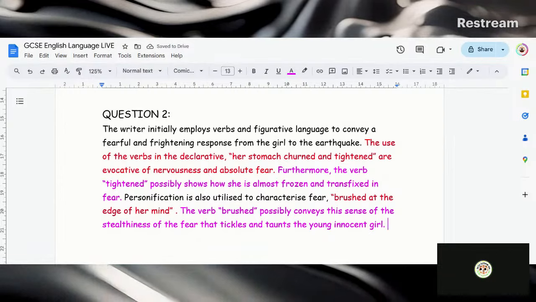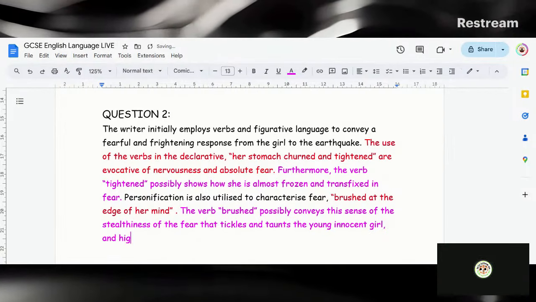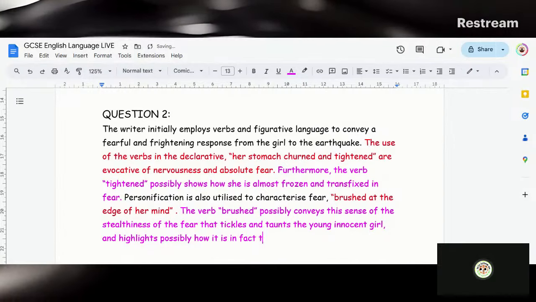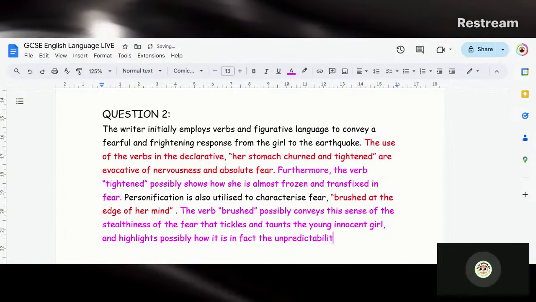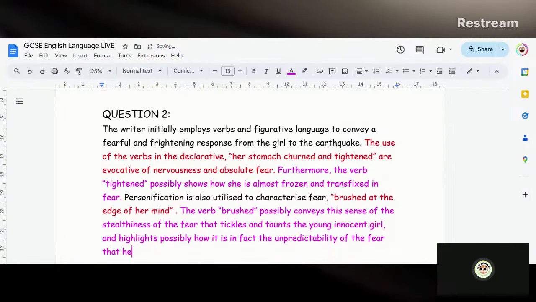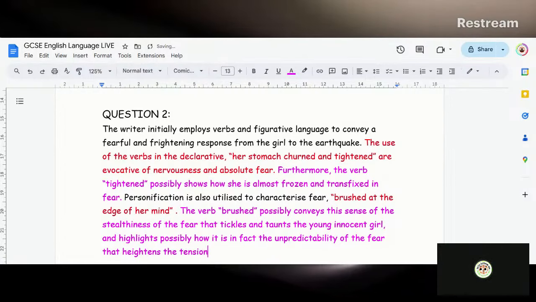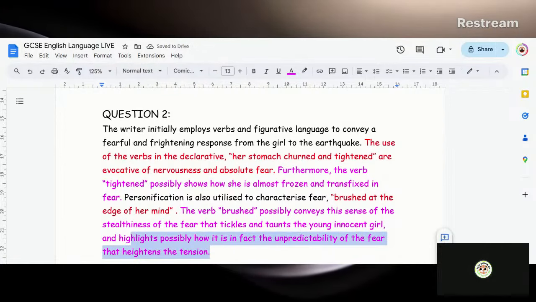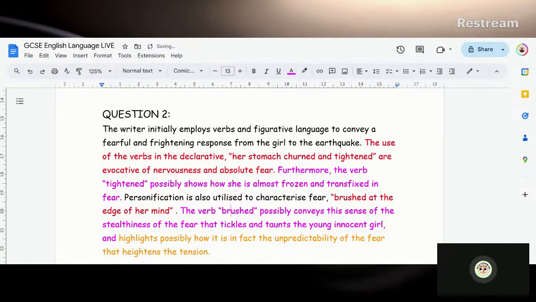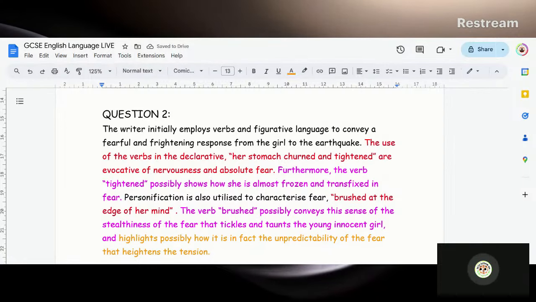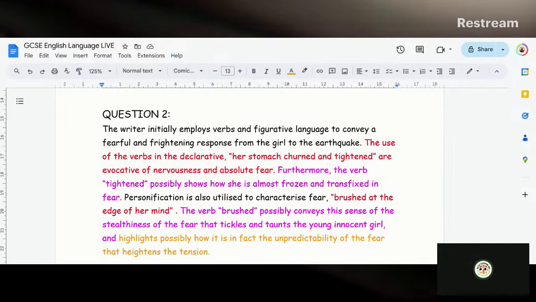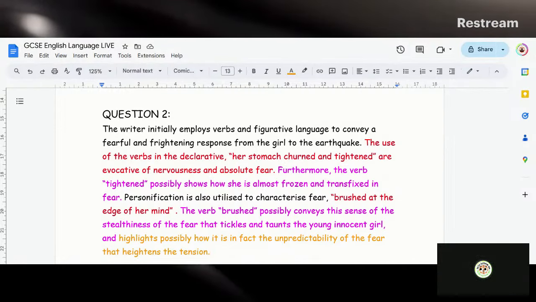Okay, and highlights possibly how it is in fact the unpredictability of the fear that heightens the tension. So here, that's a really interesting mark, because you're going further, you're making your own observations. So that is a top level grade 9 sort of phrase that you want to mention in your response. Okay, so that is the first paragraph. Hopefully that explains that.